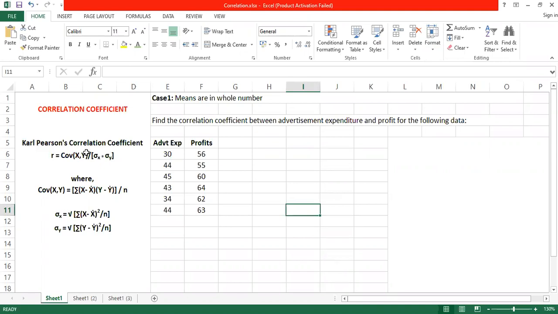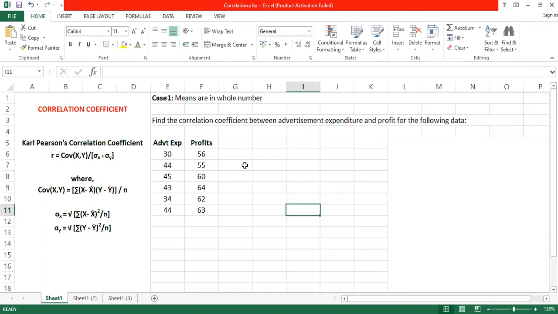And in Karl Pearson correlation coefficient also, we are discussing case 1. Now, what is case 1? Means are in whole number. That means the data which will be given to us, if we take the mean, we will get whole numbers. We will not get means in decimals.